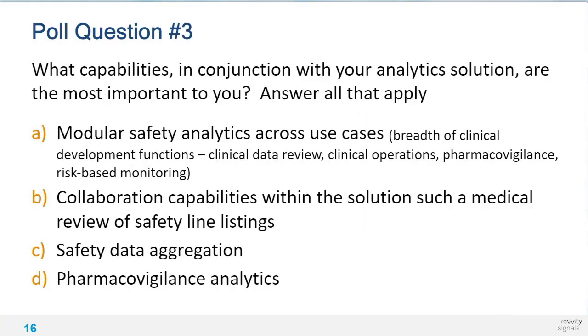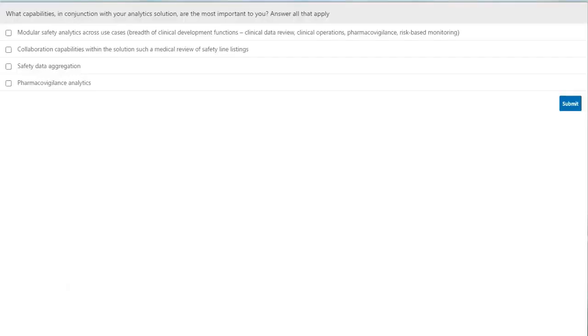All right, thanks. So what capabilities in conjunction with your analytics solution are the most important to you? Answer all that apply. That should pop up on your screen right now. You should be able to select more than one, so please do. So to my experts, what do you think we're going to end up with here? Modular safety analytics across use cases, collaboration capabilities, safety data, pharmacovigilance? What do you think?